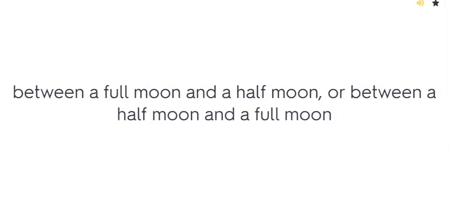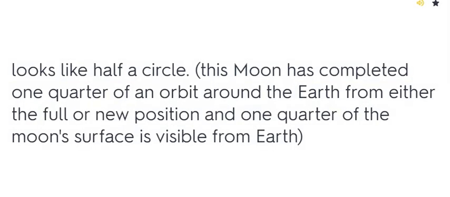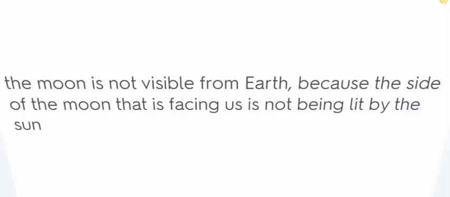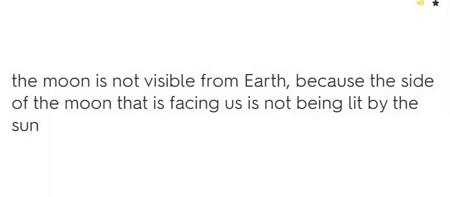Gibbous moon. Between a full moon and a half moon, or between a half moon and a full moon. Half moon or quarter moon. Looks like half a circle. New moon. The moon is not visible from Earth because the side of the moon that is facing us is not being lit by the sun.